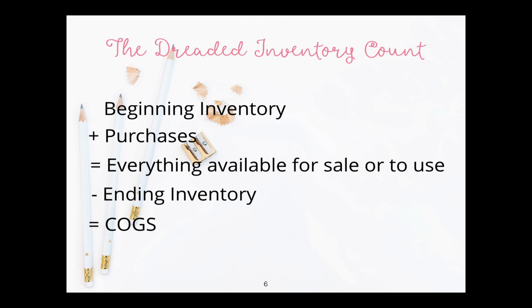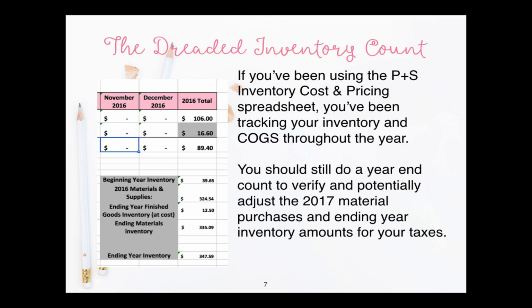Well, you may have been logging your materials and supply purchases throughout the year, so if you've been doing that, you're halfway there. Good job. But in order to figure out ending inventory, we've got to do the dreaded end of the year inventory count. And that means counting and measuring all your stuff. So the good news is, if you happen to have been using the Paper and Spark inventory cost and pricing spreadsheet this year, and you've actually been entering stuff into it, then you've been tracking your inventory and COGS amount throughout the year already.